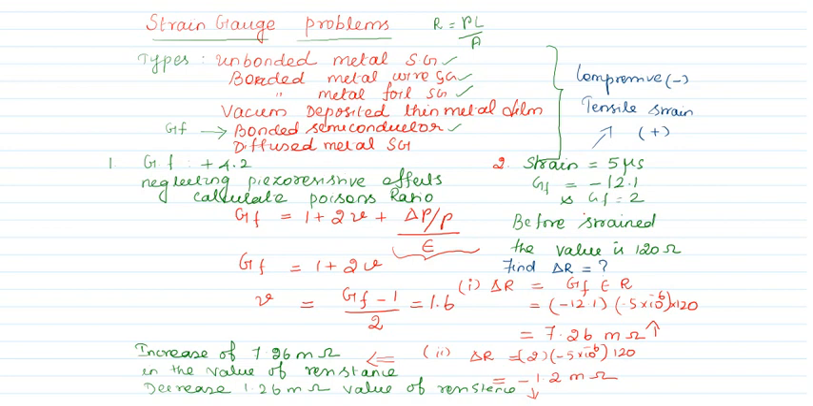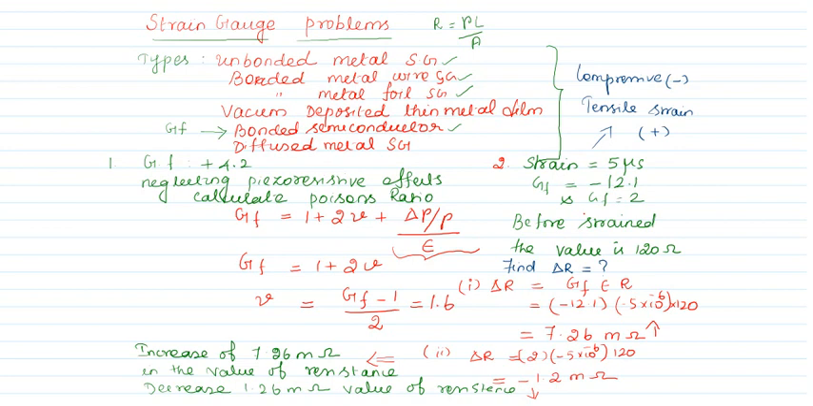So the first problem is about the gauge factor, and in the problem they have indicated that you can neglect piezoresistive effects and you are supposed to calculate the Poisson ratio. So how can we do this? The problem is: a resistance wire strain gauge uses a soft iron wire of small diameter. The gauge factor is 4.2. Neglecting the piezoresistive effects, calculate the Poisson ratio.